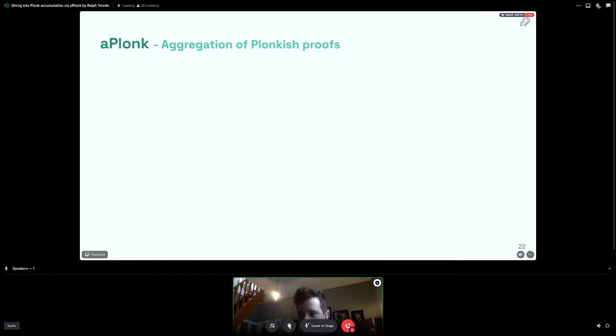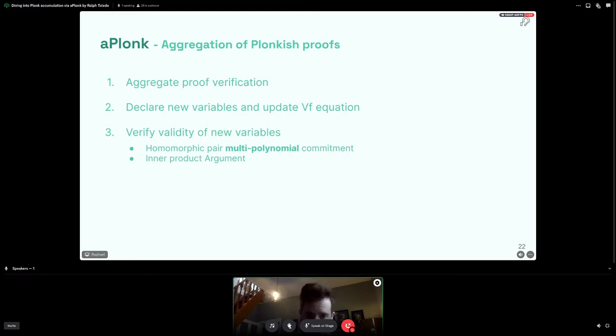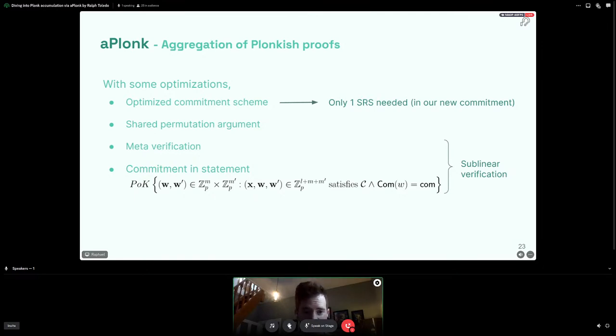So now that we know a bit about Plonk, how does aPlonk work? It is quite simple. You nearly saw that slide before, because it's exactly the same as SnarkPack. We're going to aggregate the proof verification, declare new variables and update the verification equation, and verify the validity of these new variables. We are not going to use the same polynomial scheme, however. We're going to use a multi-polynomial scheme that we created, as well as inner product arguments. There will be some optimization. So our commitment scheme actually has been optimized. We only need one SRS. The whole scheme needs two SRS in total, but only one SRS at a time.